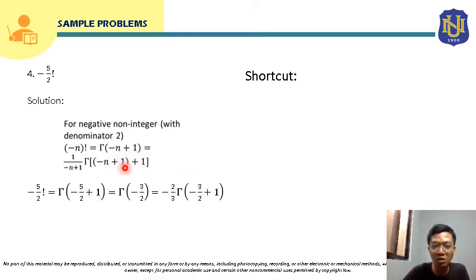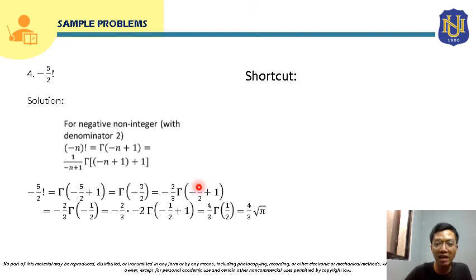Our negative n plus 1 here is negative 3 halves. The rule here is that if we add 1 here, in order for this function to not change, we have to multiply this gamma function by the reciprocal of negative n plus 1. Our negative n plus 1 here again is negative 3 halves, so the reciprocal of negative 3 halves is negative 2/3. So we will multiply this by negative 2/3. Simplifying this, negative 3 halves plus 1 is negative 1 half.